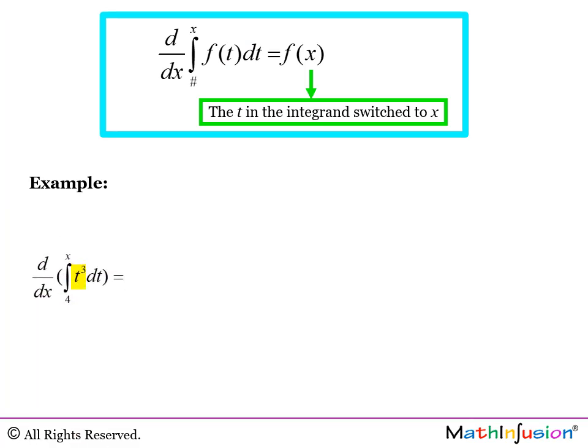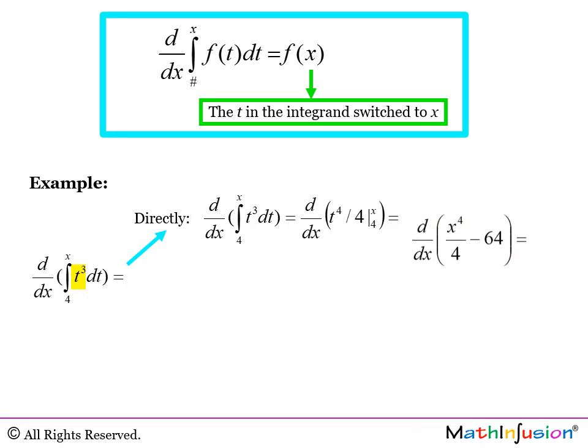Example. We are going to do this twice. First, we are going to do it directly. We evaluate the definite integral of t cubed dt between 4 and x. A good antiderivative is t to the power of 4 over 4. Then we substitute the limits, x and 4, and take the difference. When we substitute x, we get x to the 4 over 4. When we substitute 4, we get 4 to the 4 over 4, which is just 64.